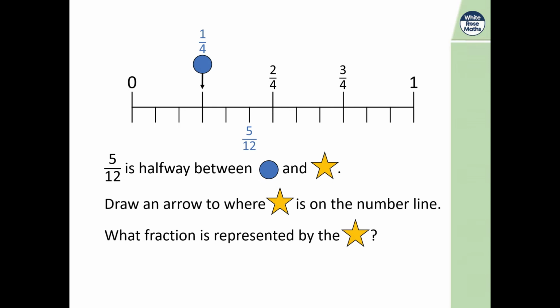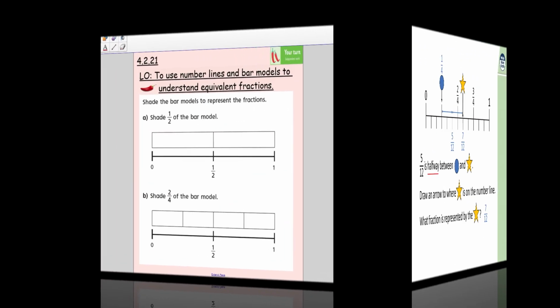There it is. Now it says 5/12 is halfway between the circle and the yellow star. So if there are 2 12ths between the circle and 5/12, like that, there must be 2 12ths the other side. So this is where the star would go. If you continue to count along the number line, then the star is worth 7/12. Good job. Now it's your turn.